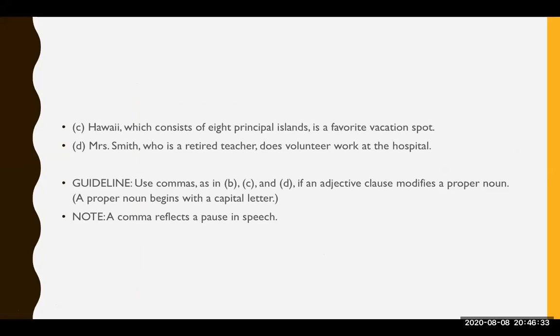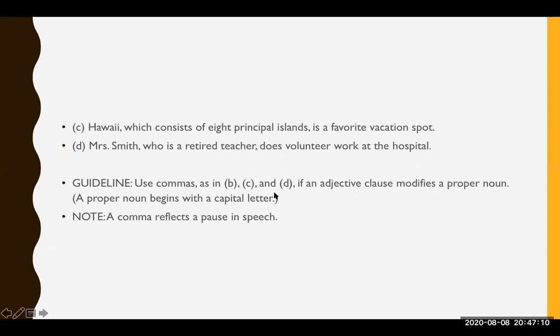Mrs. Smith, who is a retired teacher, does volunteer work at the hospital. In both cases, we use commas because the information is unnecessary, can be deleted, and everybody will understand who or what you're talking about. Okay, the comma in speech reflects a pause. So you say, Hawaii, which consists of 8 principal islands, is a favorite vacation spot. Use commas in A, B, and C here if an adjective clause modifies a proper noun.